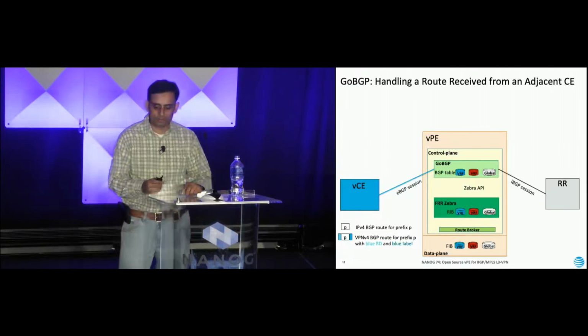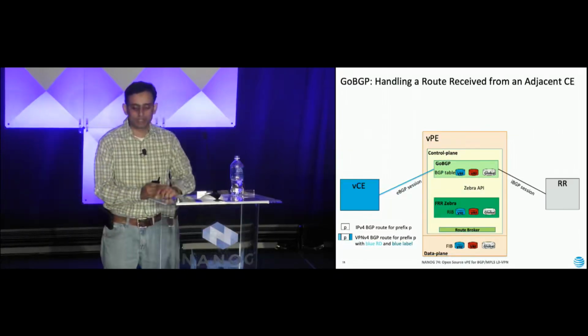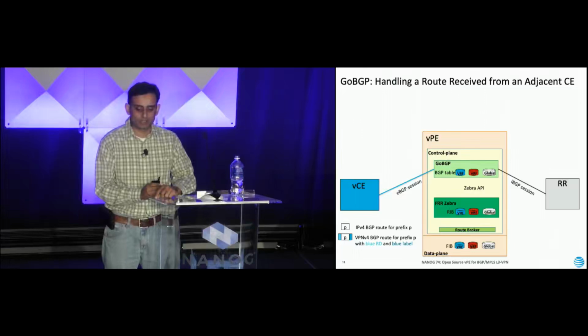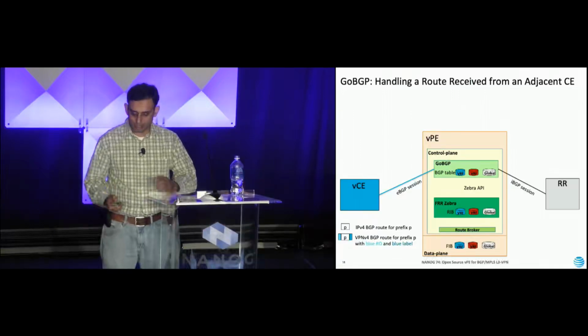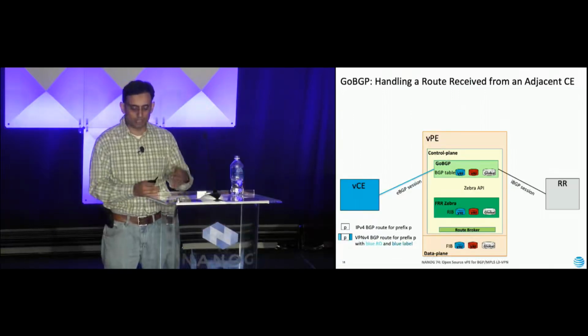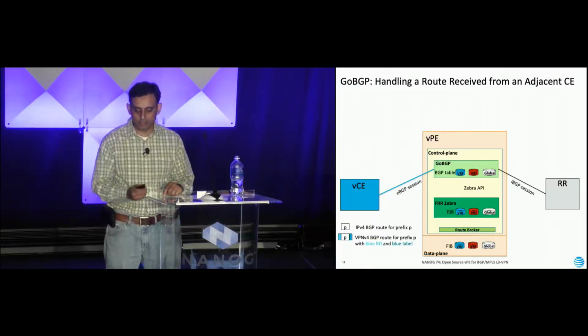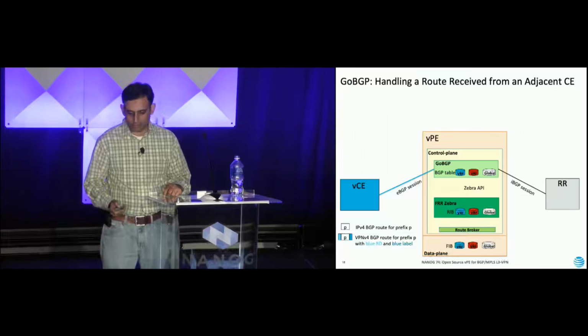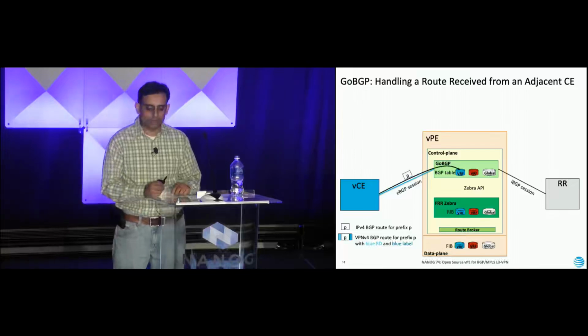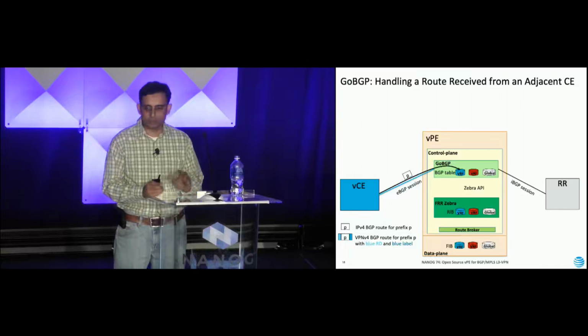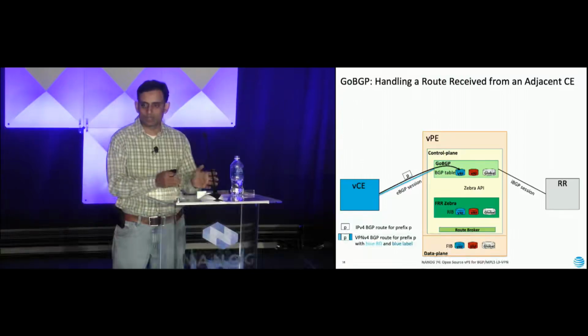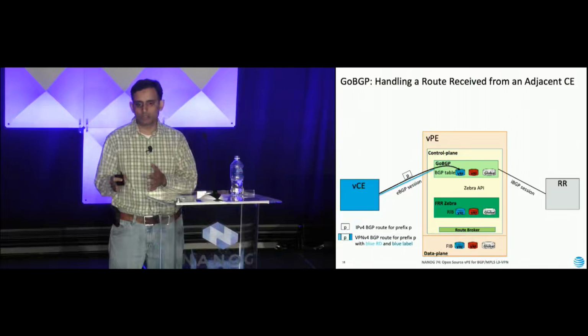So let me go through the details of those enhancements. This is the case where GoBGP handles a route received from an adjacent CE. The CE over here is on the left side, VPE is in the center, and the route reflector is on the right side. So let's see what happens when VCE sends a route. Note that this route for prefix P is a pure IPv4 route, and this is what customers usually send to service providers. Now let's see what happens with this route.